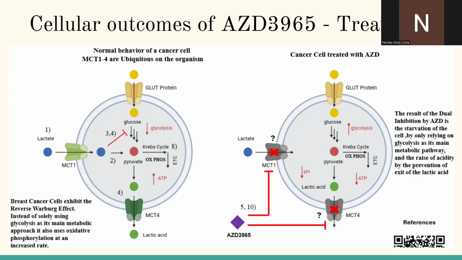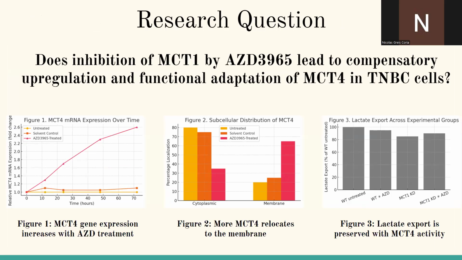That's why researchers, including me, are interested in the dual inhibition of MCT1 and MCT4 as a way to fully shut down this energy recycling system. So based on that pathway, my research question is, if we block MCT1 with AZD, do TNBC cells adapt by increasing MCT4? To test this, I'm using the following three methods.